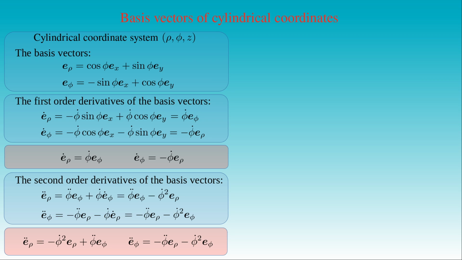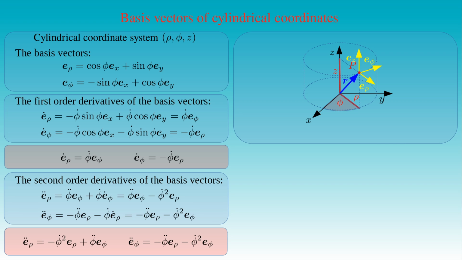We can provide some geometric interpretations for the derivatives of the basis vectors of the cylindrical coordinate system, which can be demonstrated in the figure. Here we can see the point P described with the coordinates ρ, phi and z. At the point P, we can draw the basis vectors e rho, e phi and e z. If we translate the point P into the point P' along the curve phi equal to constant, the point P' can be described with the coordinates ρ', phi and z'.